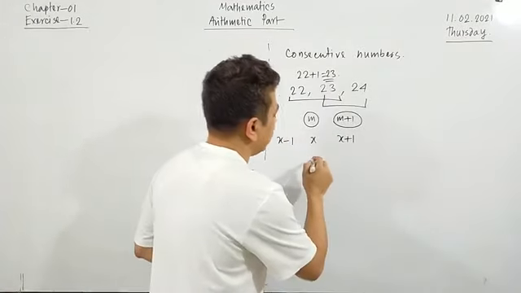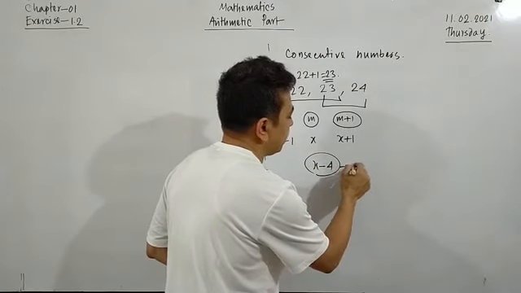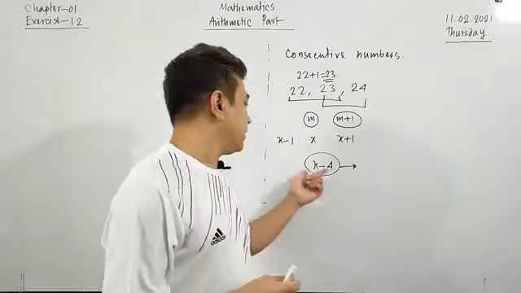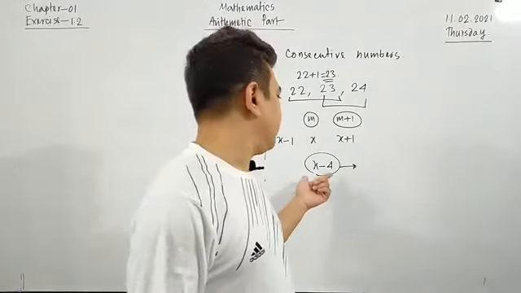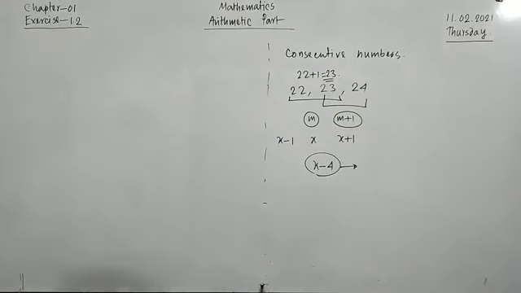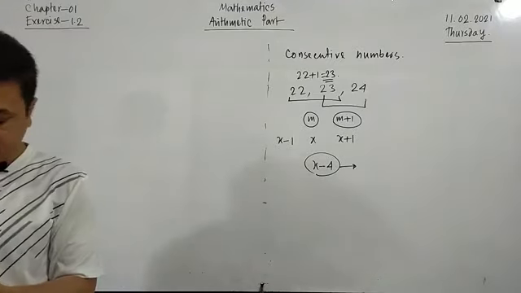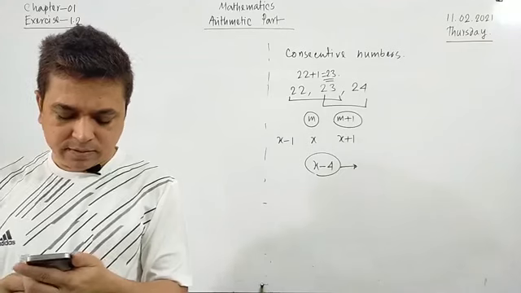For example, if I ask, one number is x minus 4, what is the next number? Write in the comments what the next number is. All of you write the next number. If I ask you, the first number is x minus 4, what will be the next number? All clear, sir? Okay.